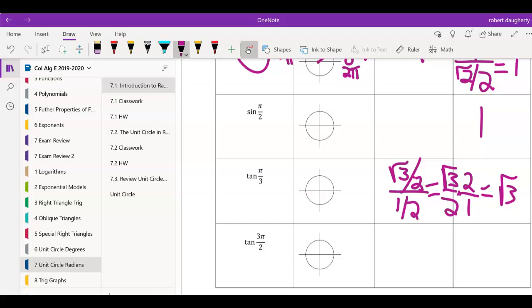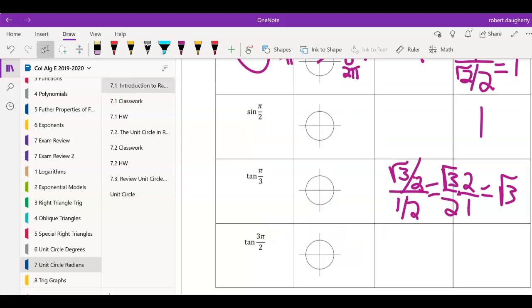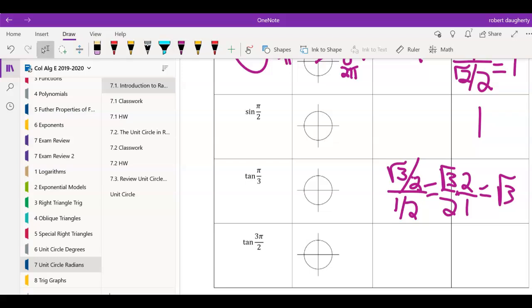Tangent of 3/2 pi. So go back to your unit circle. Where can I find 3/2 pi? That's right here. Tangent is y over x. So that's negative 1 over 0, and that is undefined, because you cannot divide by 0.